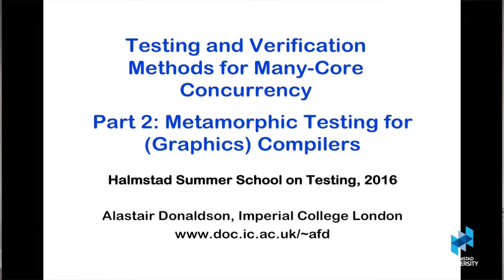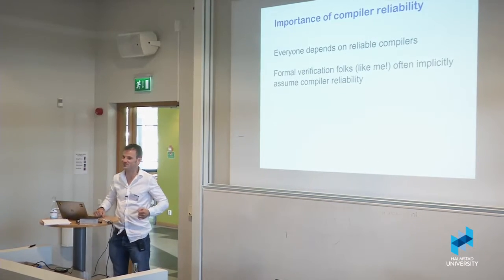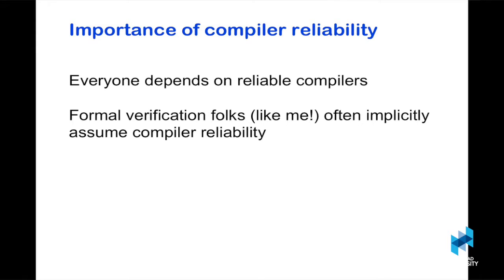I'm going to switch gears now and talk about the problem of testing compilers, in particular testing compilers for GPUs, although almost everything I'm going to tell you is more generally applicable to testing compilers. First of all, I hope I don't need to convince you that reliable compilers are important. Everyone depends upon compilers. Even my mother depends upon compilers, even though she doesn't know it, right? Every bit of software we're ever using has pretty much been compiled. And if you're a formal verification person like me, you often implicitly assume compiler reliability.